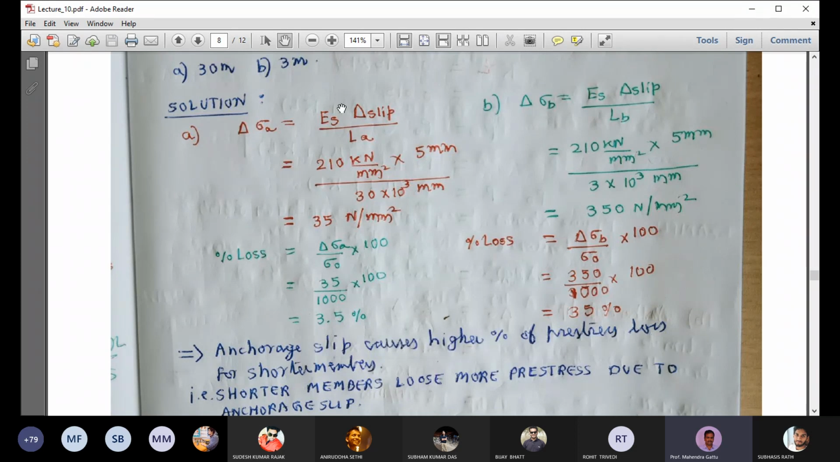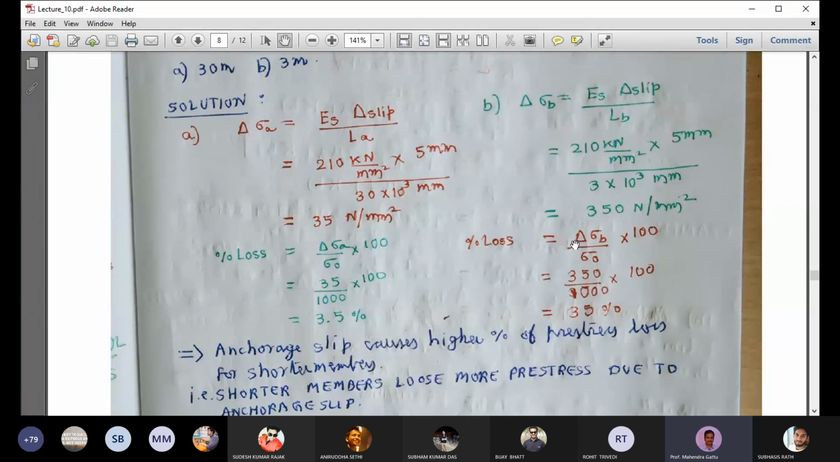And for 3 meter beam, what will happen? So the formula will be same, only that length of the beam will be 3 meters instead of 30. So it will be 3 into 10 power 3. And here then, as the length is reduced, the delta sigma will be 350 Newton per millimeter square. Okay, it has increased by, I think, 10 times.